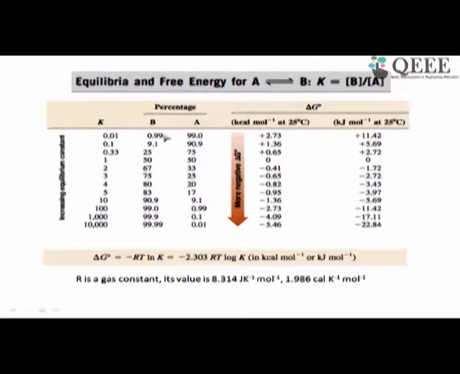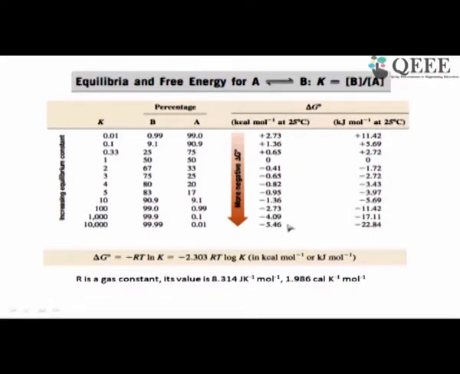If K is 0.01, which means 0.99% of product is formed and 99% is basically the starting material. In such a case, the K will be very low, so the product is not formed. As the product increases from 9%, 25%, and when it goes to 99.99%, the K value takes 10,000 and delta G is 0.01. You can see that when the value of K increases, the delta G value is decreasing.